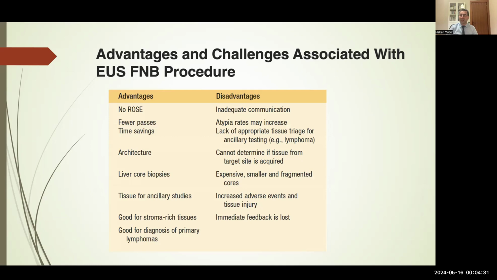Another advantage: you can take a liver core biopsy, but the disadvantage is expensive, smaller, and fragmented cores. Tissue for ancillary studies is an advantage, but there is increased adverse events and tissue injury. It is good for stroma-rich tissue, but the disadvantage is that immediate feedback is lost. It is good for diagnosis of primary lymphomas, and there is not any disadvantage, it is very useful for lymphoma diagnosis.